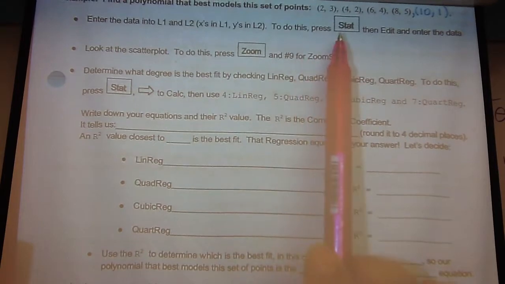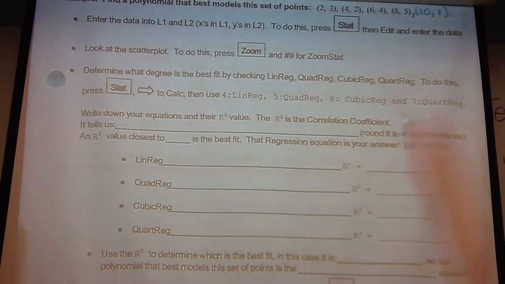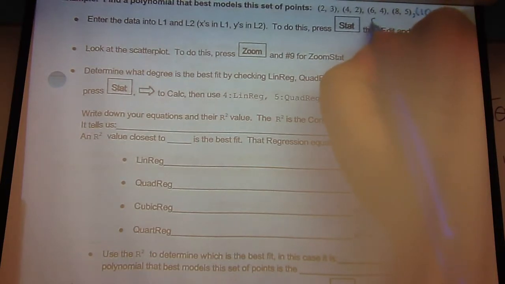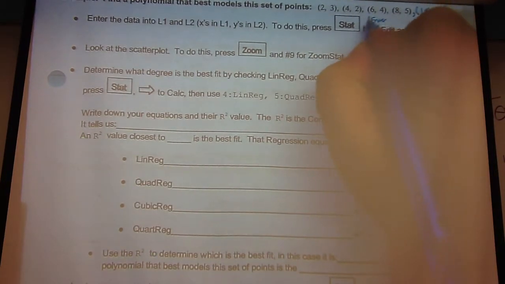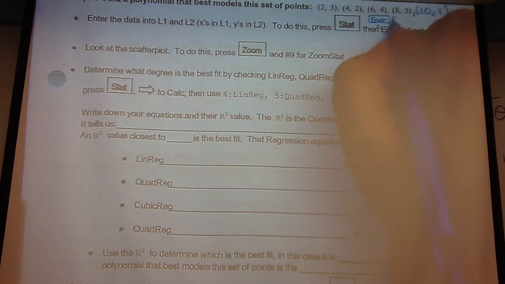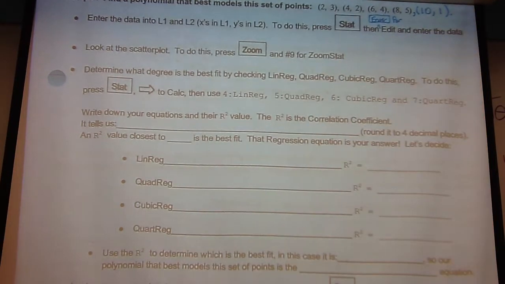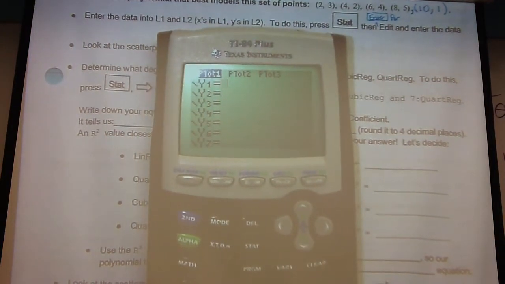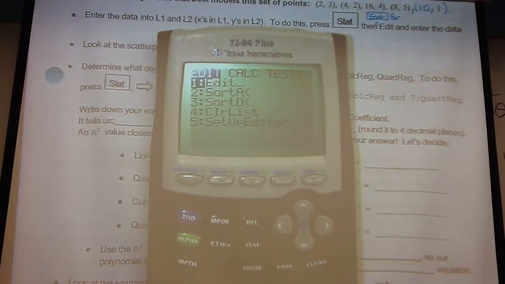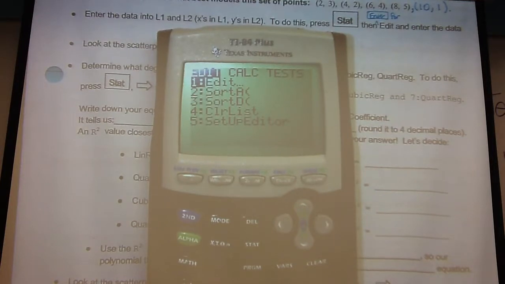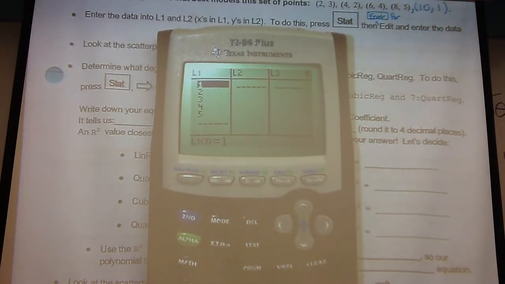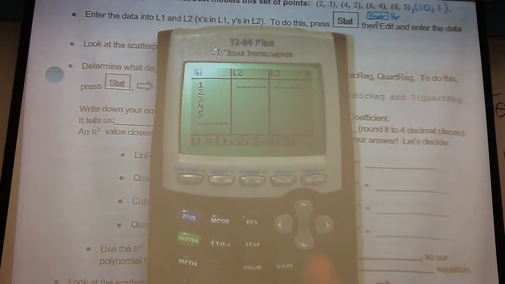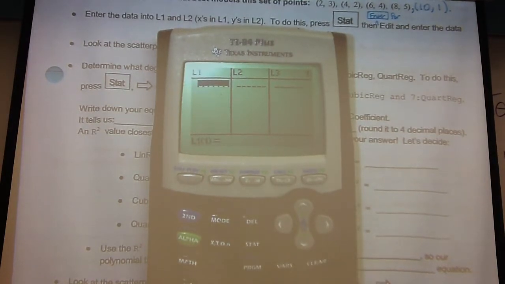To do this, we are going to press stat. And then you are going to press enter for edit, and you'll enter your data one at a time, pressing enter after they're done. So press stat, then enter for edit. If you have stuff in there, remember you go up to the top, clear, back down.